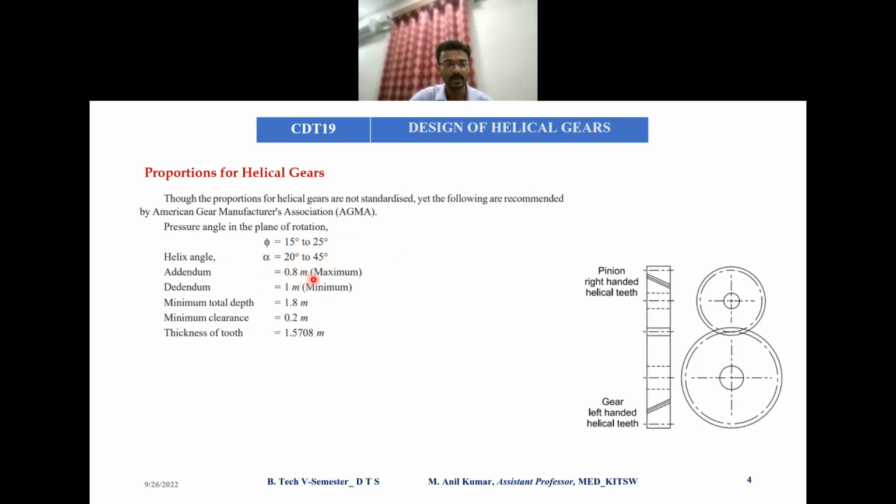And here the addendum is 0.8 module, dedendum is 1 module. Minimum the value is 1 module. So minimum total depth is 1.8 module and minimum clearance is 0.2 module. As we all know, module is the ratio of diametral pitch to the total number of teeth. So here the thickness of teeth will be 1.5 times of module.